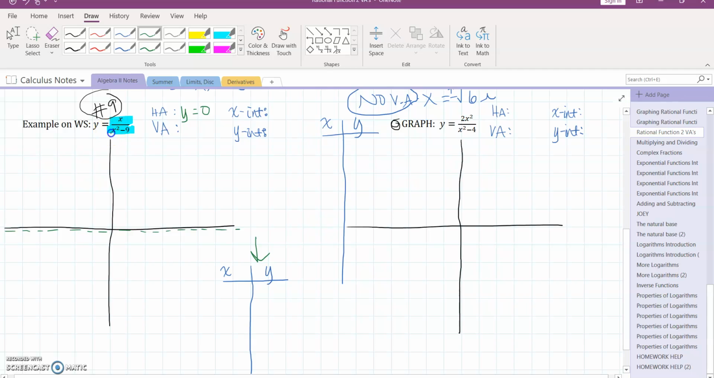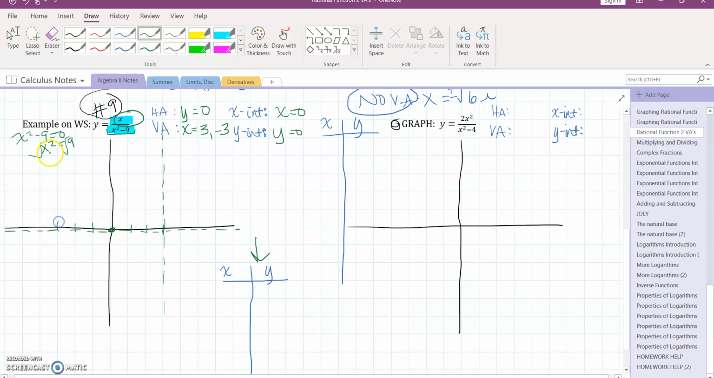My vertical asymptote, what would make my denominator 0? Well, 3 and negative 3. If you want to do quick solving work, you can. And if you square root it, you get 3 and negative 3. X-intercept, set your numerator to 0. Well, that's just x equals 0. Y-intercept, plug 0 in for x. That would be 0 over negative 9, which is 0. So I only have a single point here, and I have 2 vertical asymptotes.